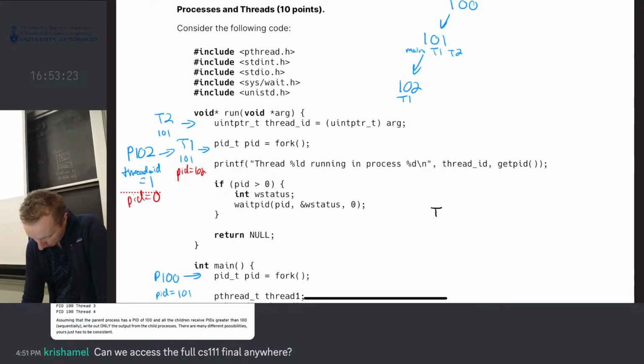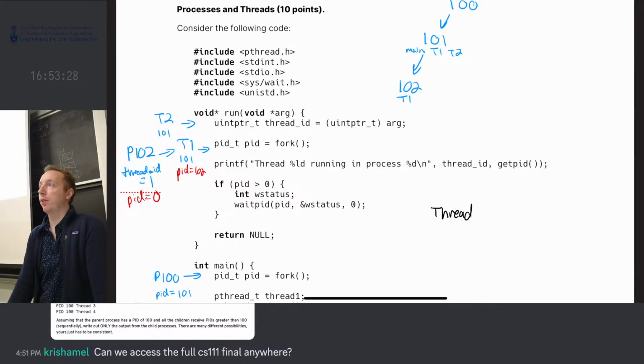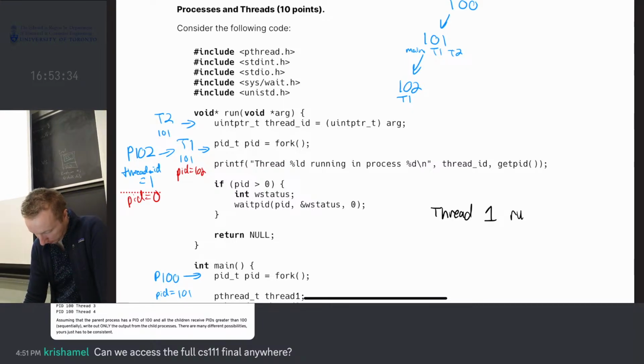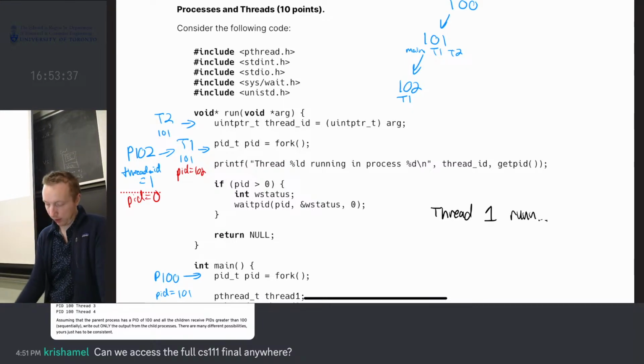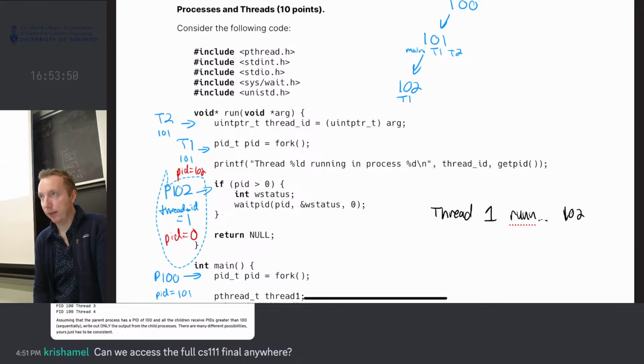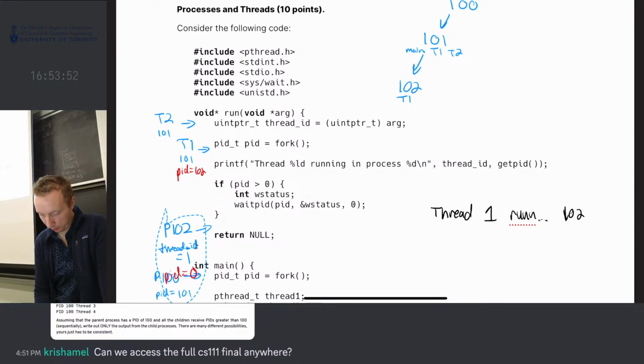It will print thread and then thread ID. What is thread ID in process 102? 1. So thread ID is 1, and then it would say running and so on, and what's its process ID? 102. And then in that case, PID is not greater than 0. It is 0, so it's just going to hit return null.